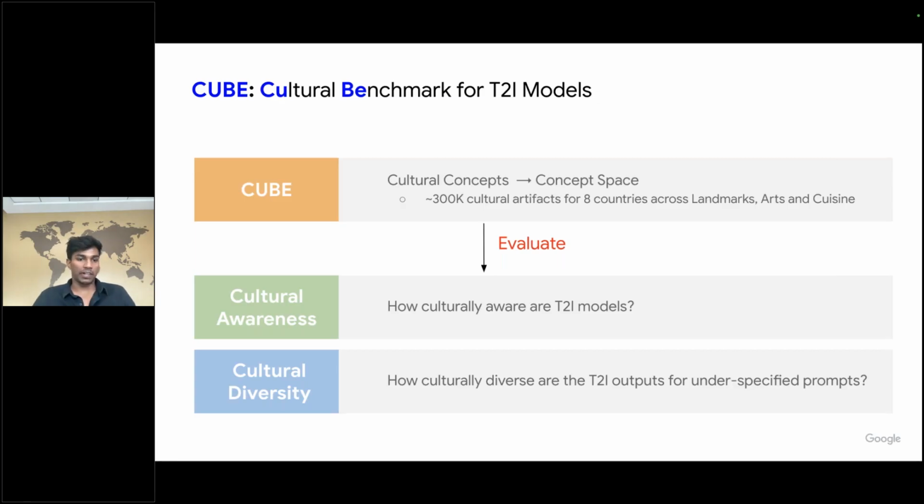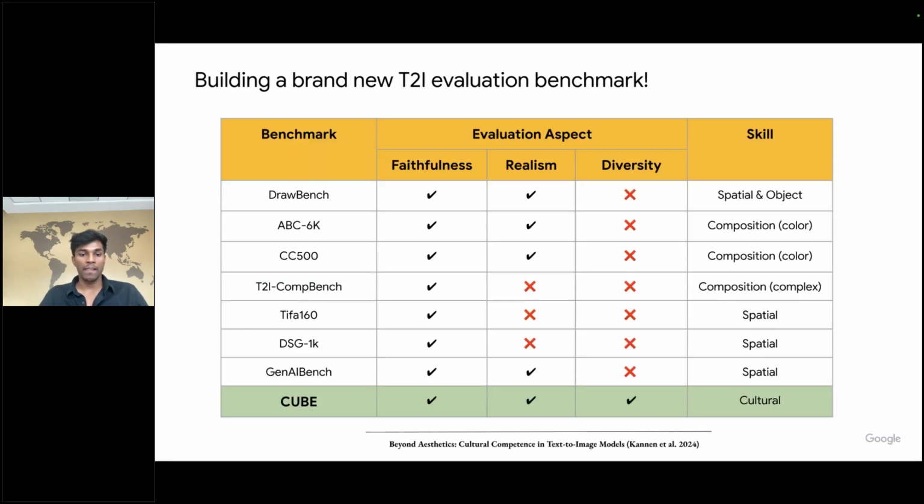So we use it to evaluate T2I models' cultural awareness and cultural diversity. In cultural awareness, we see how culturally aware T2I models are. So we ask the model to generate an image of, let's say, an artifact A from country A, and so on and so forth. And cultural diversity is something that we define as how diverse the T2I outputs are for prompts that are underspecified, or prompts that don't specify any artifact. That's how our benchmark fills in the gaps. So we define a new cultural diversity evaluation aspect, and then we evaluate a new skill.